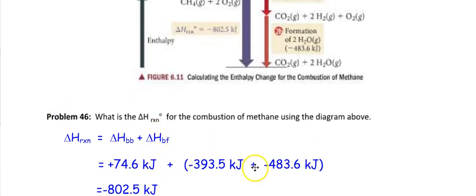Notice I added those 2. Remember I said carbon dioxide and the water? Notice I added those 2.